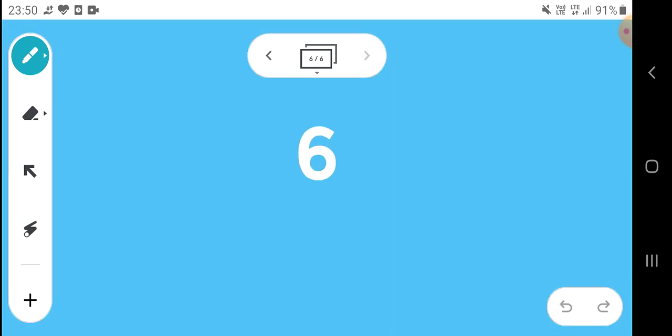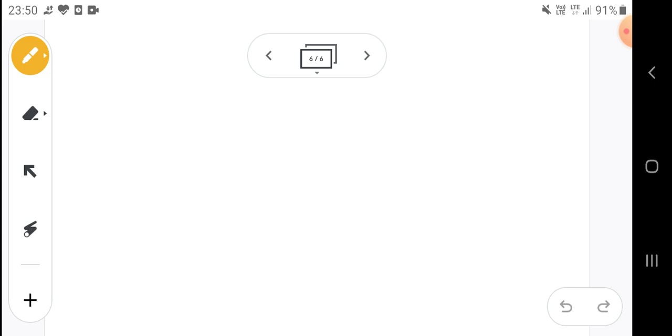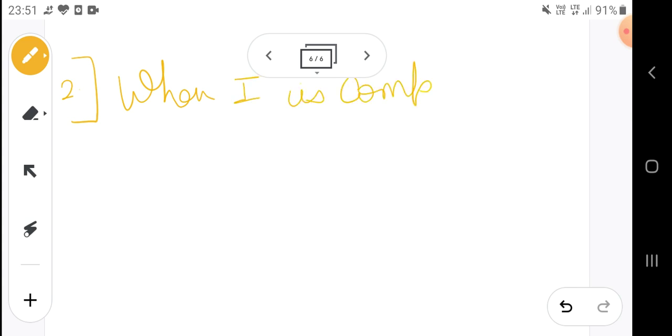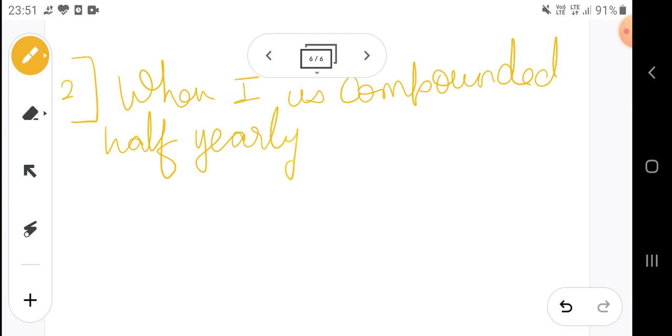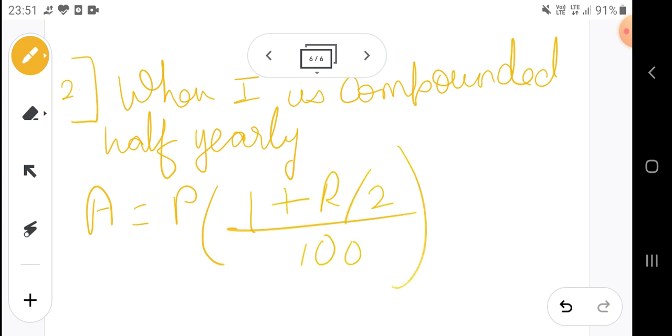Now, second case, when interest is compounded half yearly, the formula that comes to us is Amount equals P (1 + (R/2)/100) raised to 2T. See this formula very properly. Amount equals principal, bracket 1 plus R upon 2 upon 100 raised to 2T.